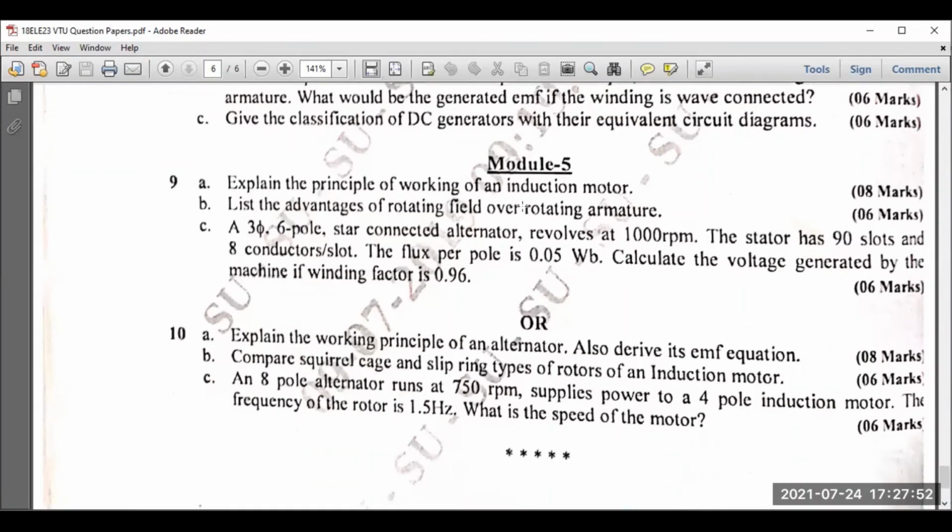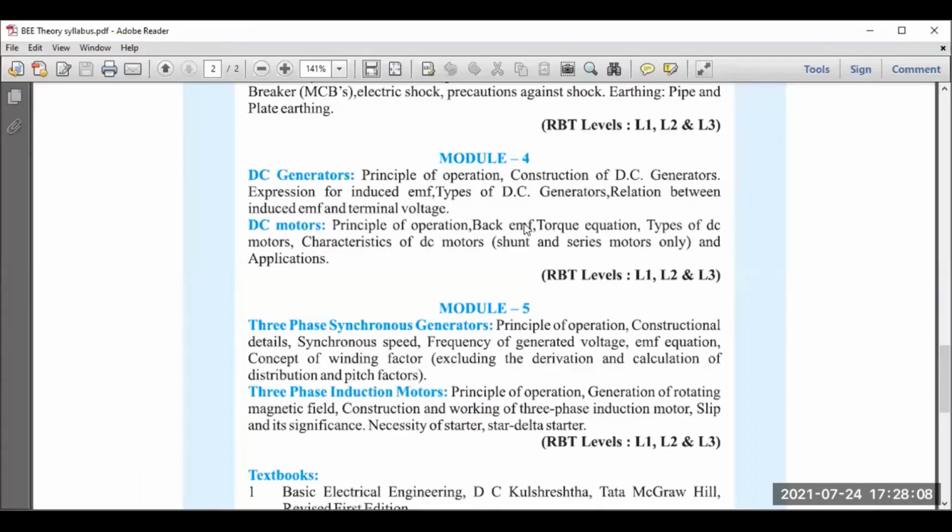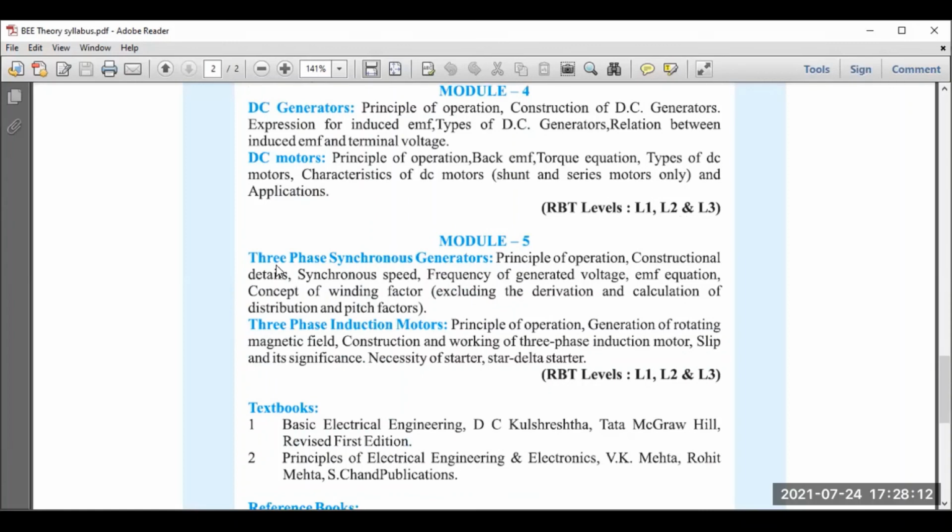Now, I would like to show you module 5. The questions belonging to module 5, there are two questions, 9 and 10. First of all, I'll be showing you the syllabus content. Module 5 is basically from AC machines, especially the 3-phase synchronous generator and 3-phase induction motors. Let us see how to answer those questions.